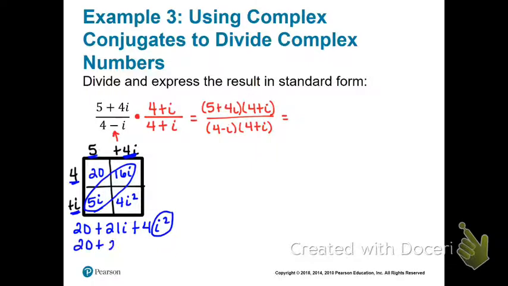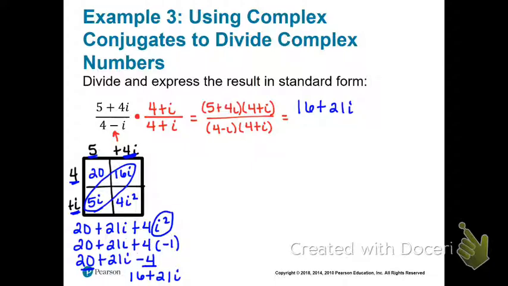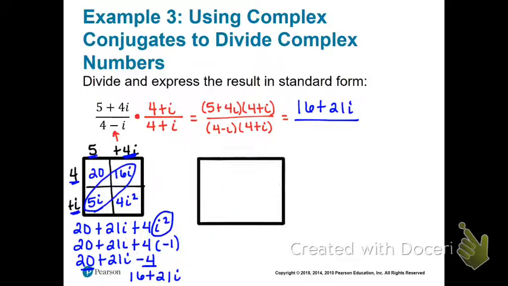So 20 plus 21i plus 4 times i squared, and i squared is negative 1. So 20 plus 21i, 4 times negative 1 is negative 4. And then I'm going to combine my like terms, so I get 16 plus 21i. So on top here, I have 16 plus 21i over. Then we're going to do the same thing for our denominator.